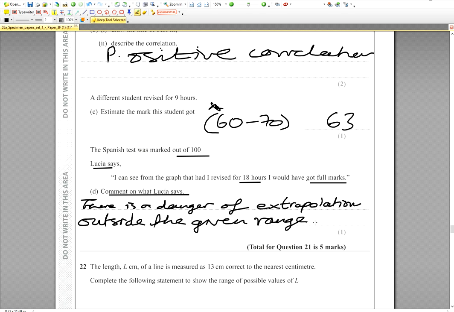So what's the range here? The range that we have is the time between 2 and 13 hours, isn't it? Let's put it in brackets over here: time. So that's the range of data that we have, and this person is saying 18. Okay, lovely, let's move on.